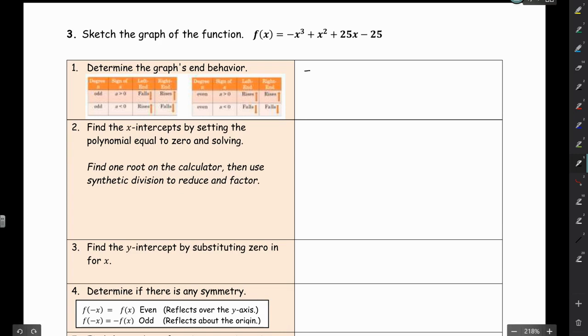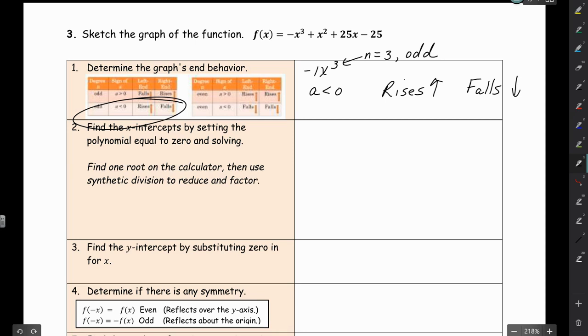Okay, the first term we have is negative 1x cubed. A is less than 0. N is equal to 3, which is odd. So in the table, we're looking at odd, A is less than 0. So we're going to have rises and falls.